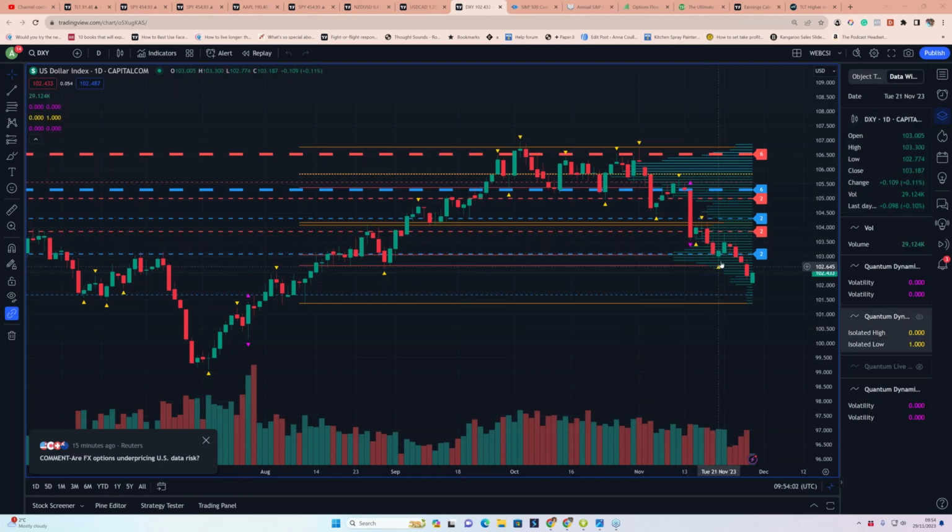We then had two more attempts to rally. The first one was quite positive because we have a little hammer candle here with a decent amount of volume, and then this candle here, which is an up candle.